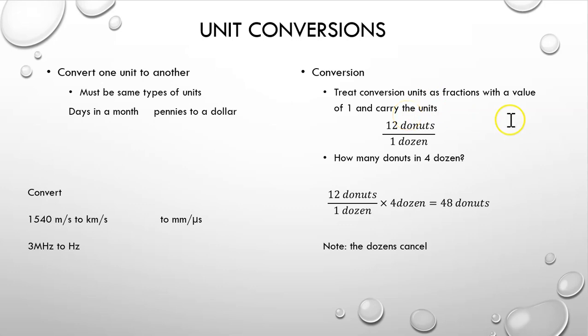Well, what you do is you treat the units as fractions with a value of 1 and carry the units. So you have 12 donuts in 1 dozen. How many donuts do you have in 4 dozen? Well, that's easy. You can see that we have a reciprocal here of 1 over 1 dozen times 4 dozen. The dozens will cancel. That's what we mean by treat the units as fractions with a value of 1. Dozen over dozen will cancel. So we have 12 donuts times 4 equals 48 donuts with the 2 dozens canceling.